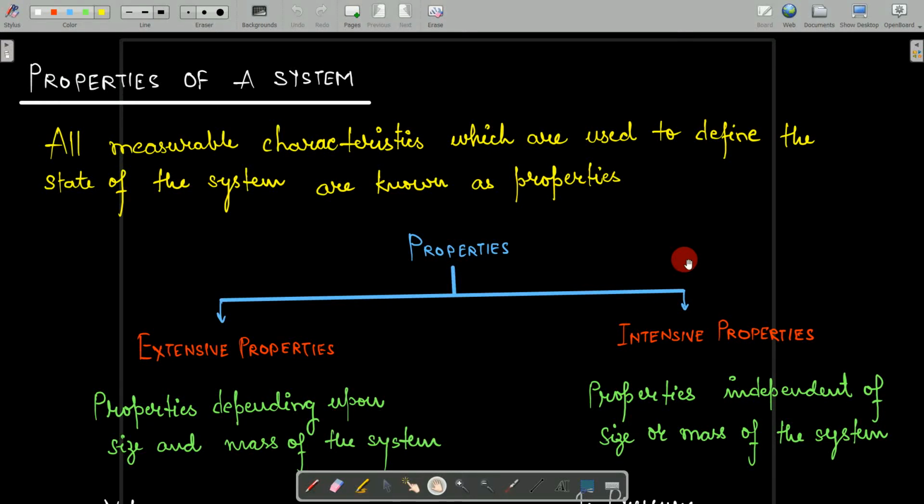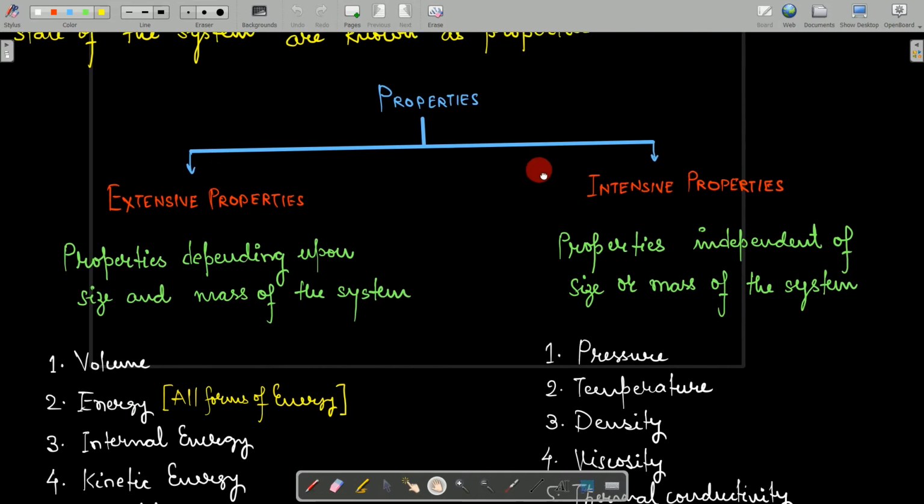Properties of a system. All measurable characteristics which are used to define the state of the system are known as the properties. So how to define these properties? All measurable characteristics, the characteristics or the features which you can measure actually. So those things which you can measure in order to define the state of the system are known as properties.